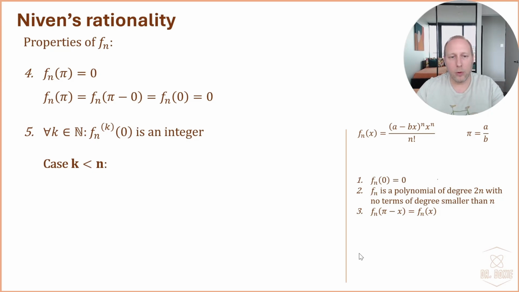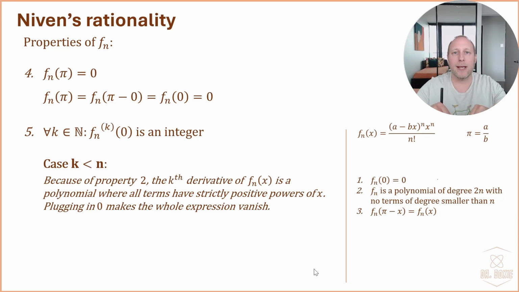Remember, we know that fn of x is a polynomial of degree 2n, but with no terms of degree smaller than n. So if the number of times we take the derivative of fn is smaller than n, all of the terms still contain x to the power of something which is strictly positive. So all of the terms still contain x's in them, which means that when we plug in 0 into that expression, we will get 0, which is an integer. So for k strictly smaller than n, we know this to be true. It's true that it's an integer.